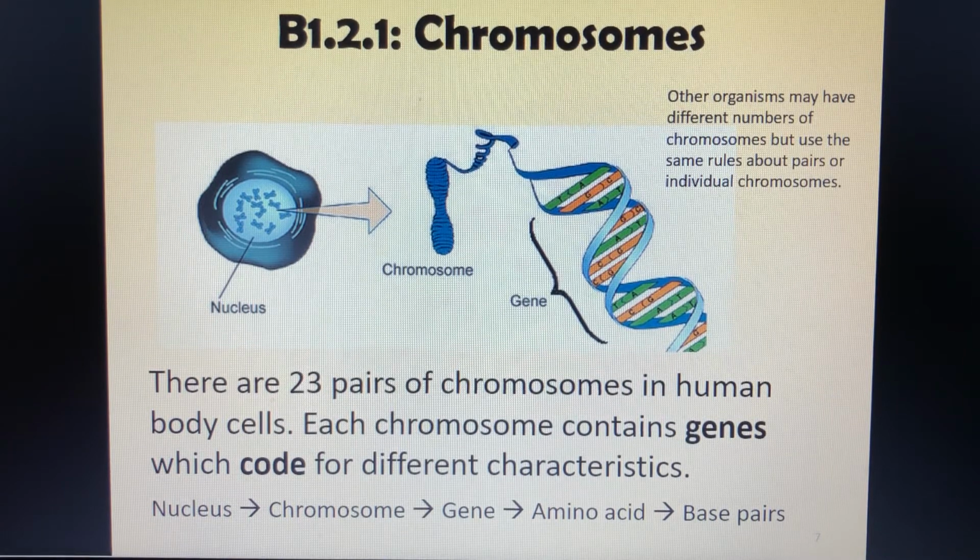But that's okay because different species have different numbers of pairs of chromosomes, okay? So if we were to put these words in kind of scale order, we've got nucleus, then chromosome, then a section of a chromosome is a gene made of amino acids, and those are made of base pairs, okay? And this whole thing is protein, okay? Chromosomes made of protein. They're a polymer, they're a double helix.